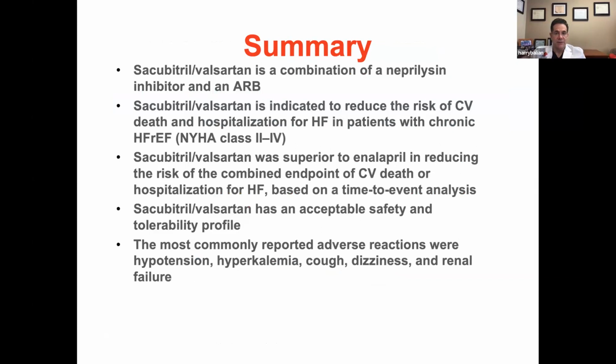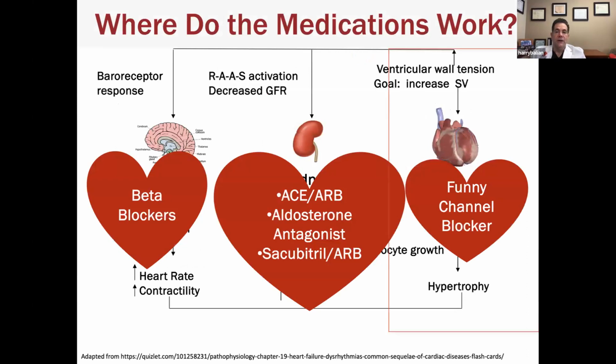Summary: Entresto is a combination of a neprilysin inhibitor and an ARB, indicated for reduction of risk of CV death and hospitalization for heart failure in patients with chronic HFrEF. It's superior to ACE inhibitor in reducing the risk of the combined endpoint of CV death or hospitalization for heart failure. The most common adverse reactions were hypotension, hyperkalemia, cough, dizziness, and renal failure.